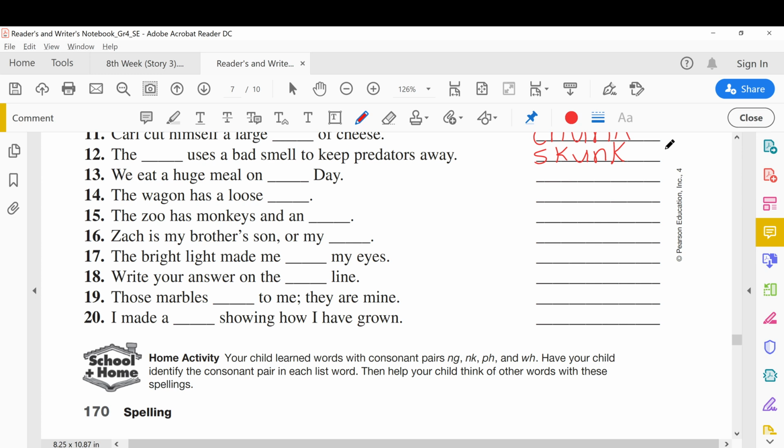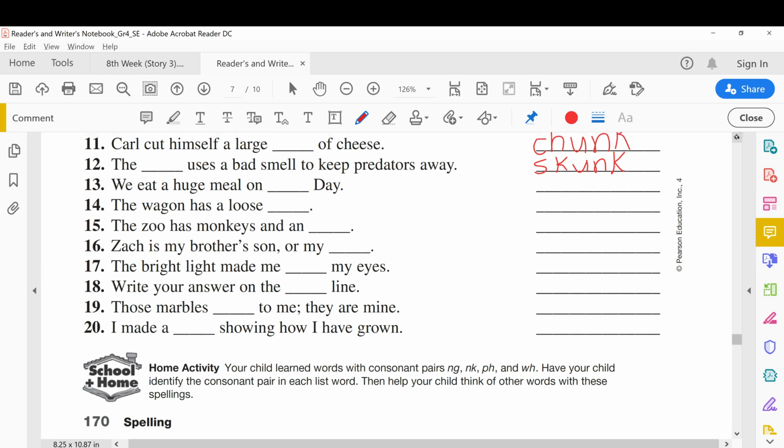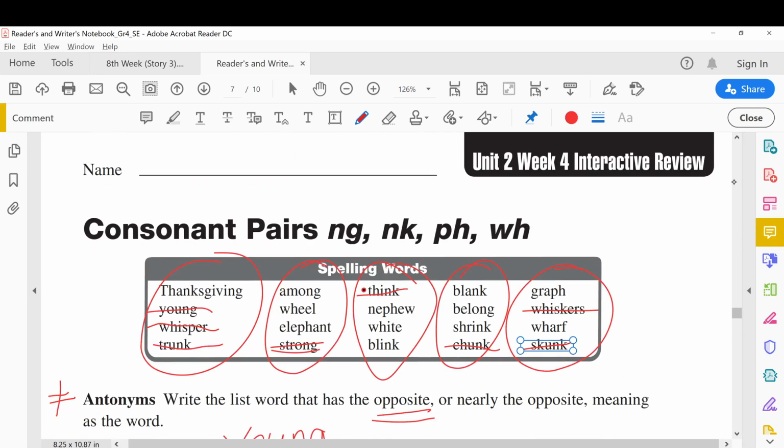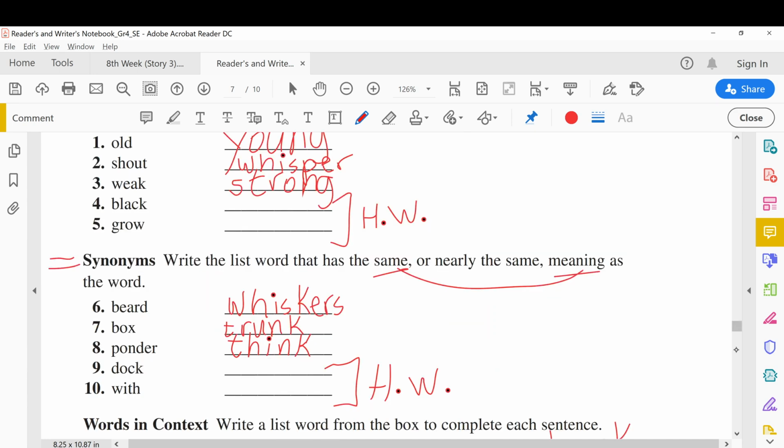Skunk. All right. 13. We eat a huge meal on day. On this day, usually Westerners celebrate. Many people around the world celebrate this day, and they eat a huge meal, like a feast. What is this day? What do they call this day? Also, I believe, the main dish is turkey. They eat it on this meal. So the only word in this category is Thanksgiving. Thanksgiving is the word we are looking for.